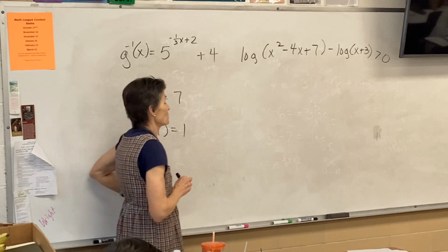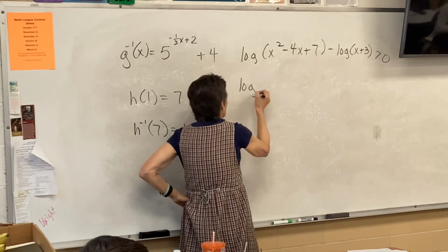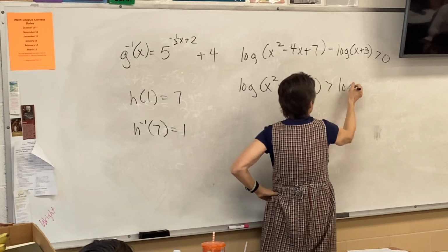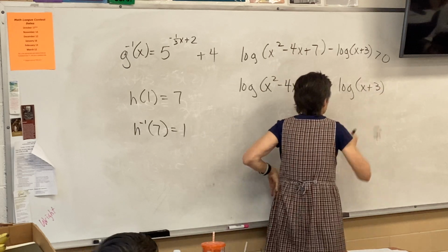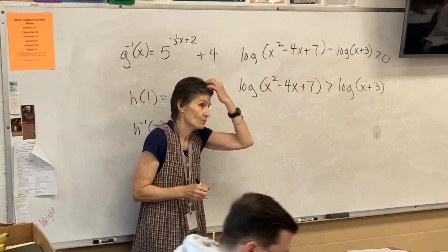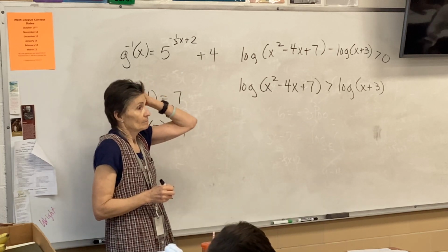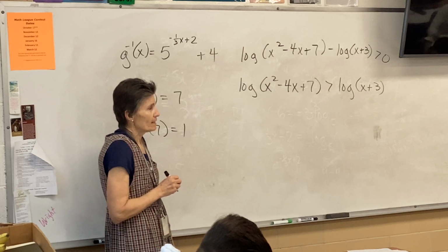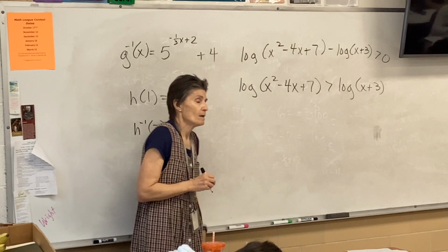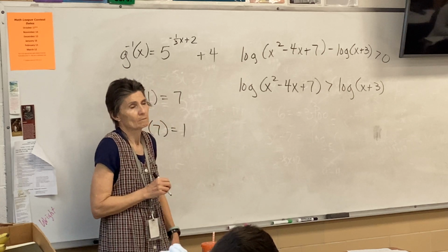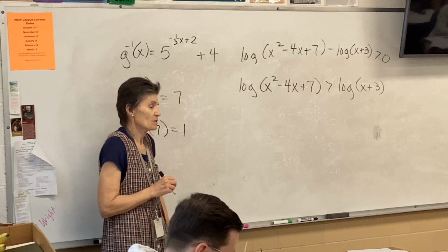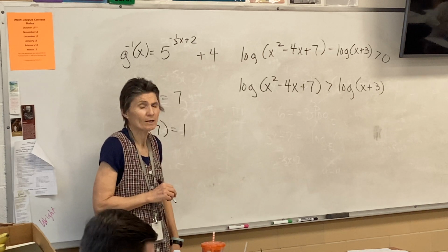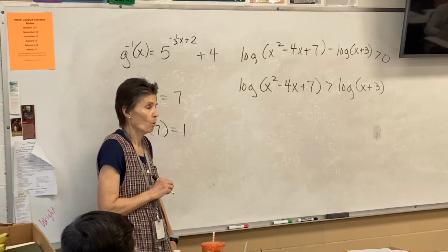Okay, now there are a couple ways we can do this. As always, there's lots of ways you can do it. I'm going to go ahead and add this guy to the other side. Is that okay with everybody? And then if this were an equation, what would I do at this point? If this were an equals problem, get rid of the log. I just get rid of the logs and solve the equation. Well, guess what? We can solve the inequality.